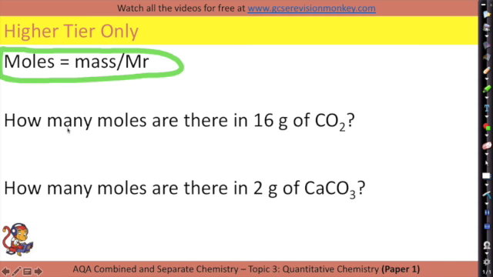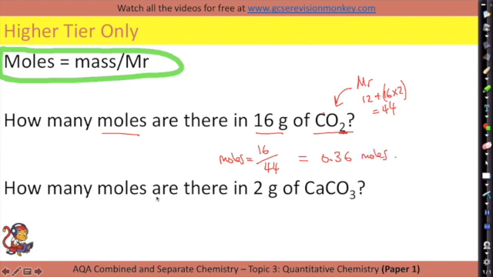So questions such as this: how many moles are there in 16 grams of carbon dioxide? Well, if moles equals mass divided by Mr, we would need to work out the relative formula mass of carbon dioxide. Using our periodic table, the mass of carbon is 12 and the mass of oxygen is 16. So 16 times 2, because there are 2 oxygen atoms in there, will give you a relative formula mass of 44. So how many moles are there?